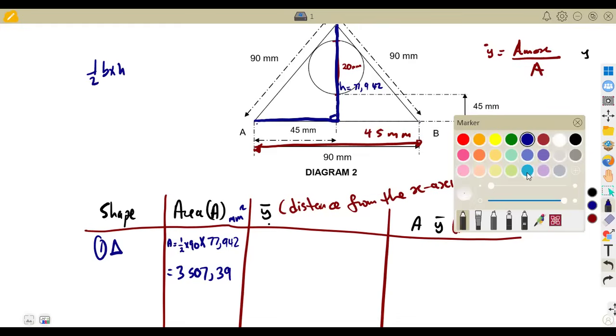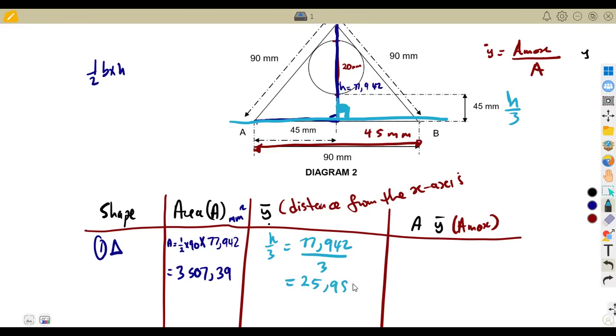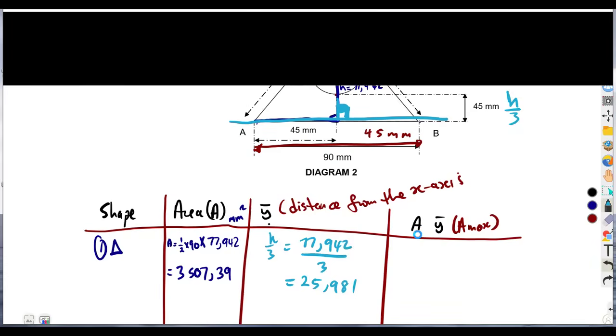Remember, we are considering from the x-axis, considering the y values going up. We have a triangle and we are moving from a 90 degrees. I said as long as we have a triangle and we are moving from a 90 degrees, this distance for the y value is going to be taken as h over 3, a third of what? Of h. So the y value there is going to be h over 3, and that is 77.942 divided by 3. All right, so that gives us 25.981.